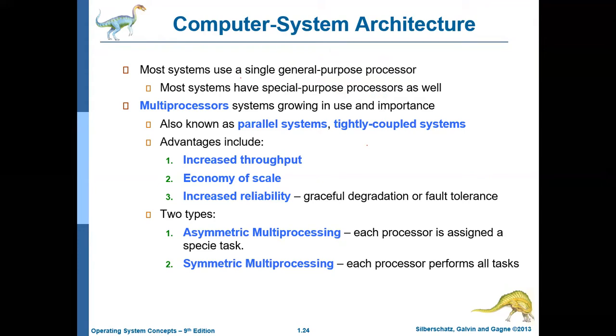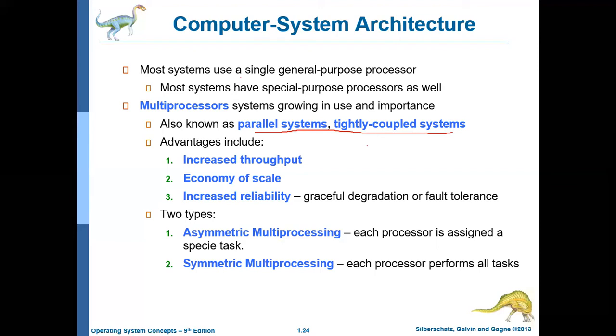Now let us try to understand what a multiprocessor system is. A multiprocessor system is one where the computer has more than one processor. If a computer, PC, or laptop has more than one processor, then such a computer is called a multiprocessor system. A multiprocessor system is also called a parallel system or a tightly coupled system. These are other names for a multiprocessor system.